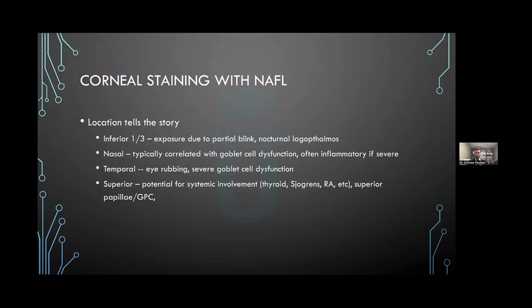Oftentimes inflammation is present when there's really dense nasal corneal staining. And these patients too, if you're also utilizing lissamine green and corneal staining, they'll often have a lot of lissamine green staining on the nasal conjunctiva. Temporal, I find, typically correlates with eye rubbing. Patients tend to rub on the outside here and get a little bit more mechanical disruption of those cells on the cornea. And then superior staining, both lissamine green and corneal staining, I think something under the eyelid or systemic involvement, specifically on contact lens wearers. I always make sure that they don't have significant papilla or GPC here. But systemic things to keep an eye out for is thyroid, rheumatoid arthritis, Sjogren's syndrome as well.